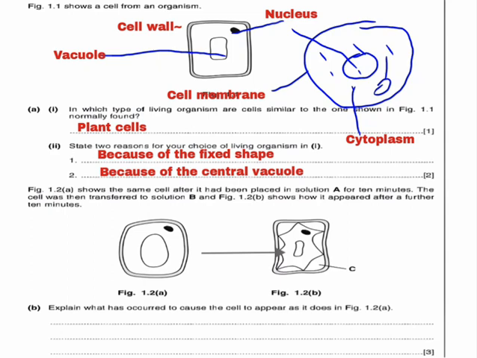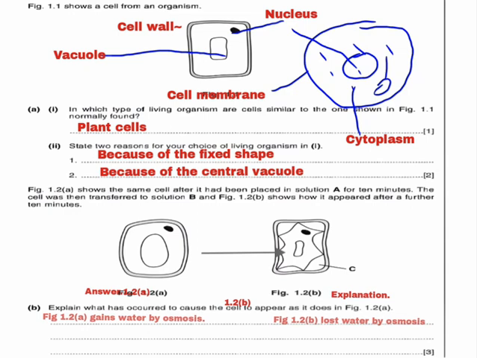Now, this one here has gained water, and this one here has lost what? Water. Now, we need to explain what happens for this cell to reach this stage. Okay, so the first one here, I'm going to say the cell has lost water by osmosis.